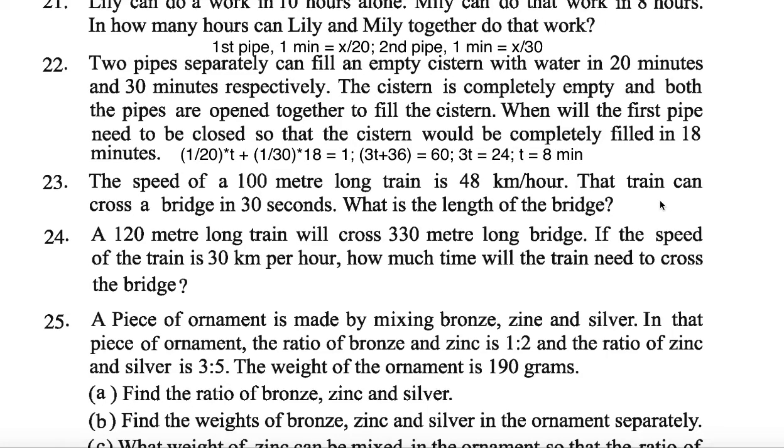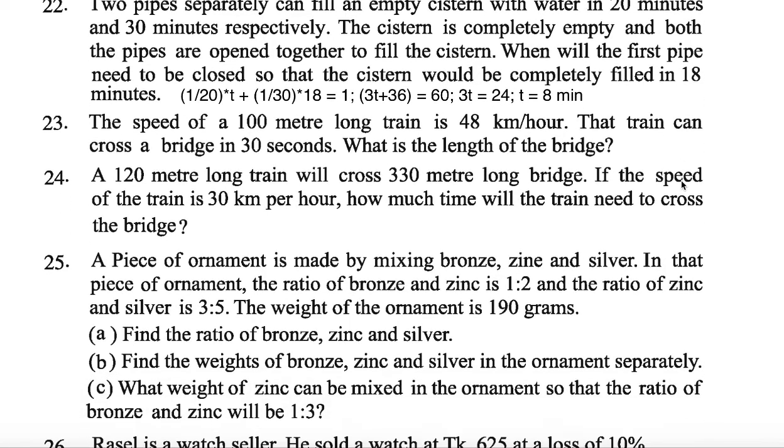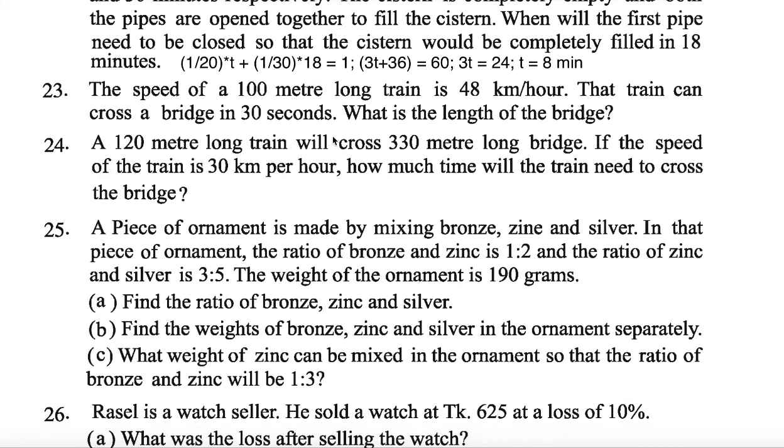Now see, the speed of the 100-meter long train is 40 kmph. The train can cross a bridge in 30 seconds. What is the length of the bridge?